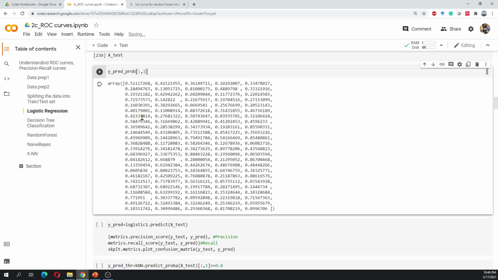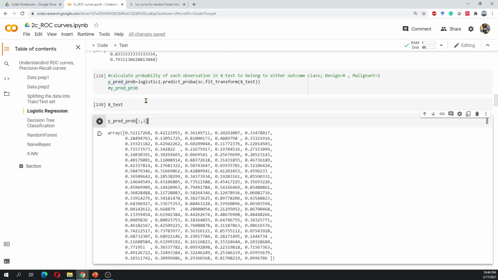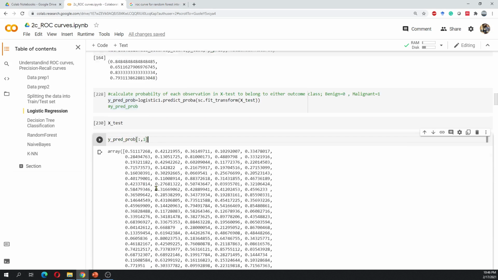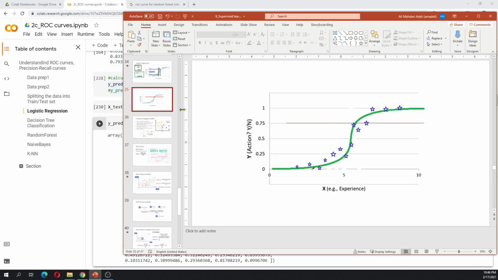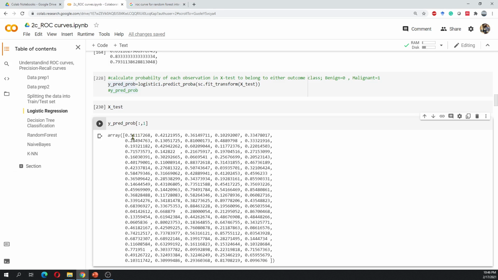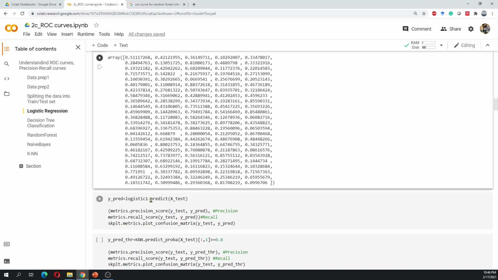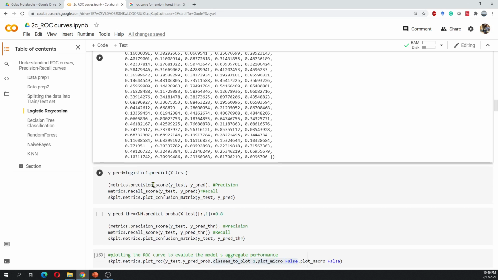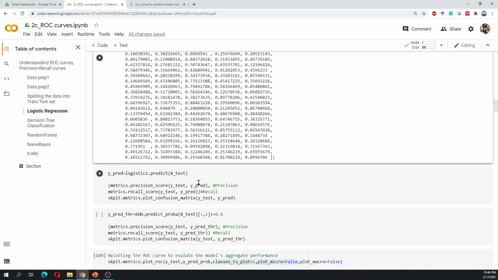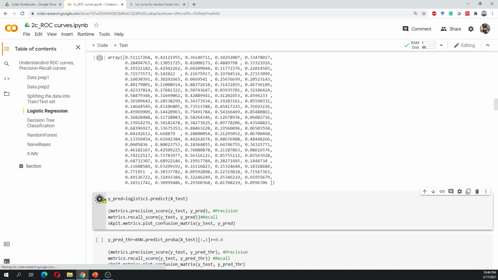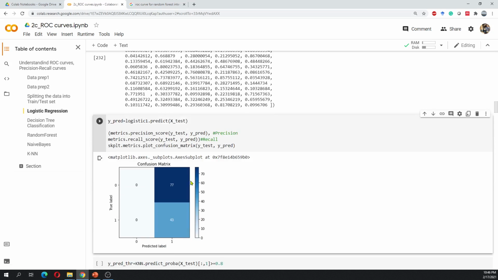So remember, by default this is set to 50%, right? Anything that is above 50 is assigned to a 1, anything below it is assigned to a 0. So how would the precision and recall look like? It would be this, right? I'm now going with the default.